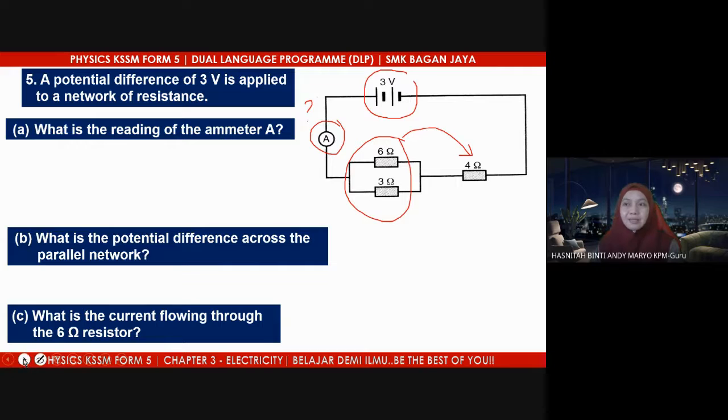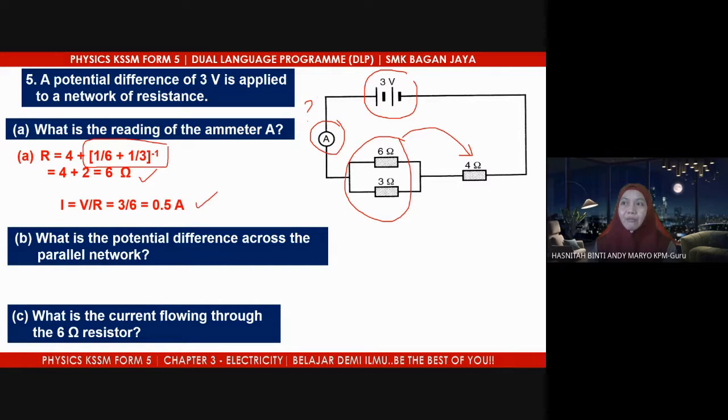Find the effective resistance in the circuit. So this is how we find the effective resistance. This is for series. This is the parallel resistor of 6 and 3 ohm. So the effective resistance is 6 ohm. Is it correct? 6 ohm. And then only we can find the current flow by using Ohm's law. V, which is 3, divided by the effective resistance, which is 6. So 0.5 ampere of current flows in the main circuit.